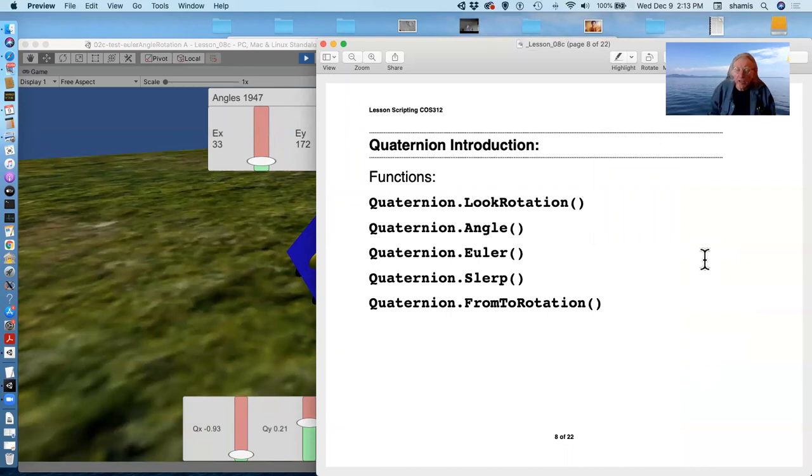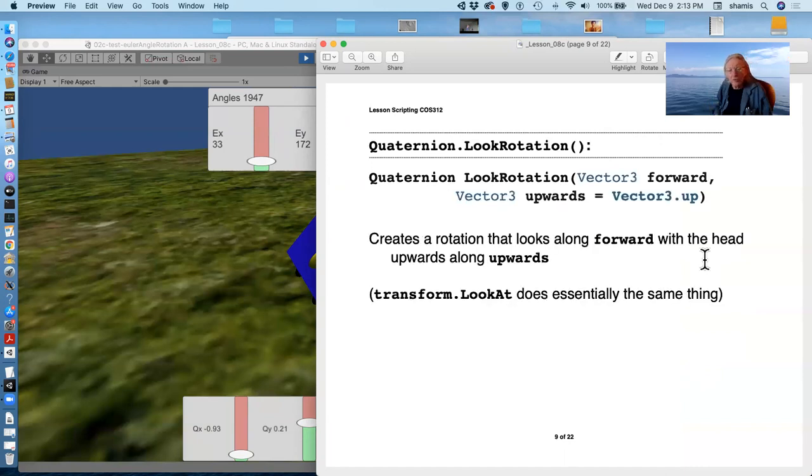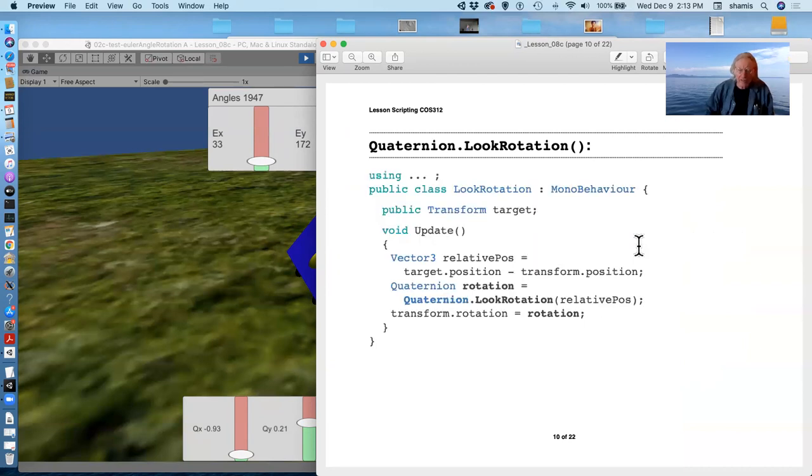So functions that we get with the Quaternion class, there's LookRotation, Angle, Euler, Slerp, and FromToRotation. LookRotation acts kind of like the transform LookAt. We have a vector forward and a vector upwards, and this creates a rotation that looks along this direction with the head up in this direction. And the second one is optional. It's by default Vector3.up, but you can make it anything you want. Here's an example of a look rotation.